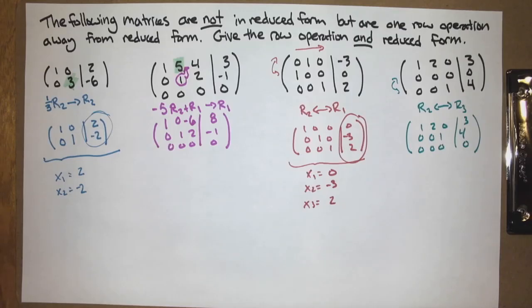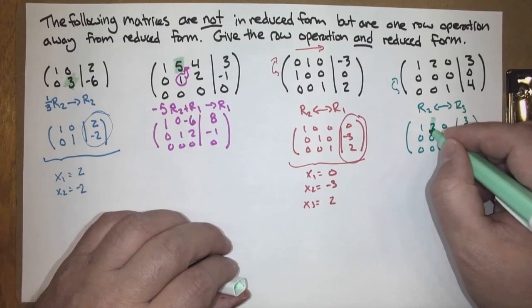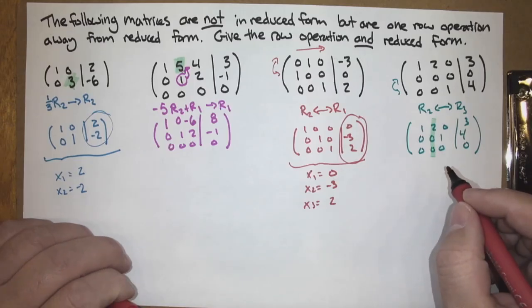Well, let's talk about these two. They are slightly different. You notice here, we have, in this situation, a column where you have a non-zero entry which is not a leading one. Now, what does that tell us? Well, essentially it tells us that there's a free choice.